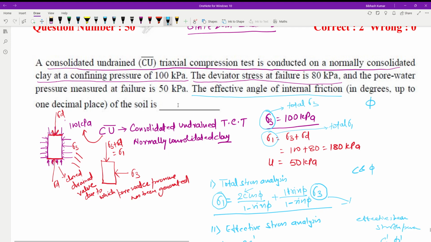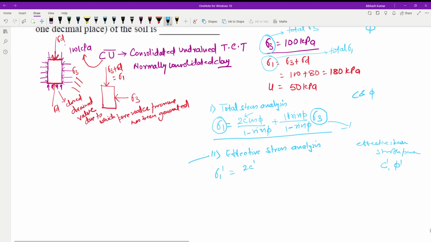So this effective angle that you have been asked to calculate, you can calculate this effective angle of internal friction only in case of effective stress analysis. So this is nothing but sigma 1 dash is equal to 2c dash into cos phi dash by 1 minus sine of phi dash, plus 1 plus sine phi dash by 1 minus sine phi dash, and this is nothing but sigma 3 dash.